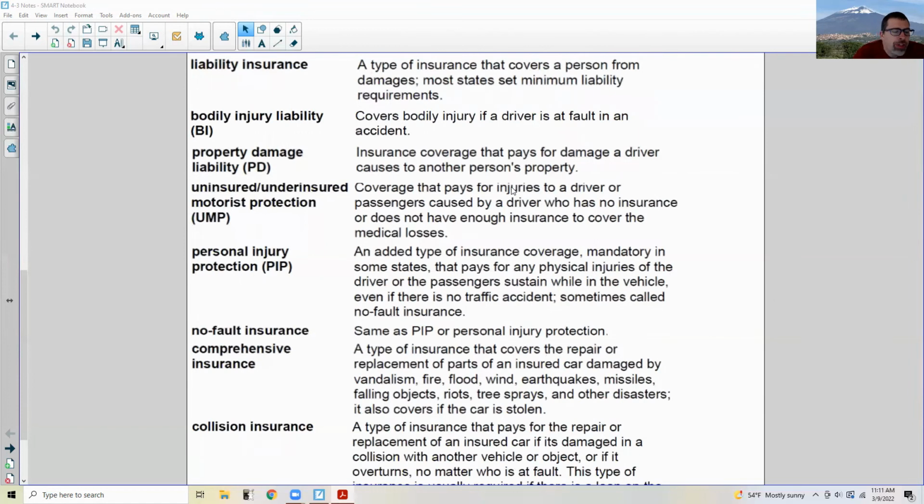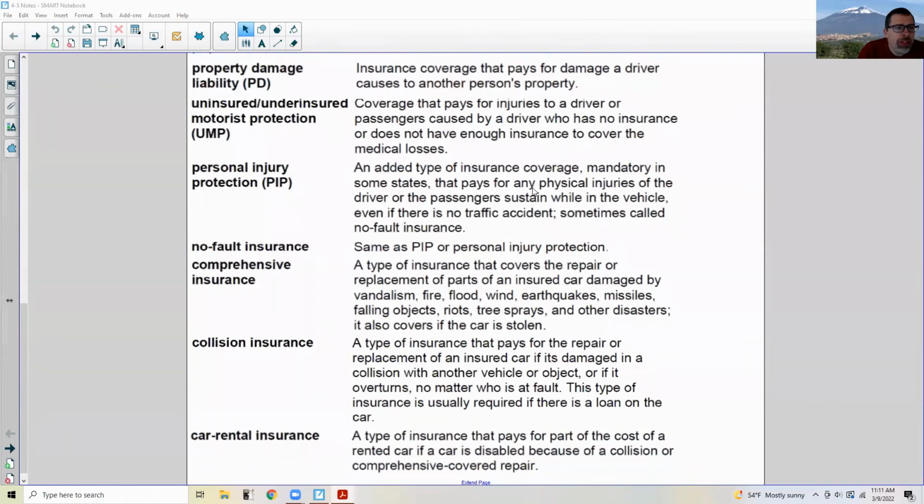Bodily injury liability, or BI, covers bodily injury if a driver is at fault in an accident. Very similar to liability, but it's specifically for bodily injury, not property damage. Property damage liability, or PD, is insurance coverage that pays for damage a driver causes to another person's property. So there's bodily injury and there's property.